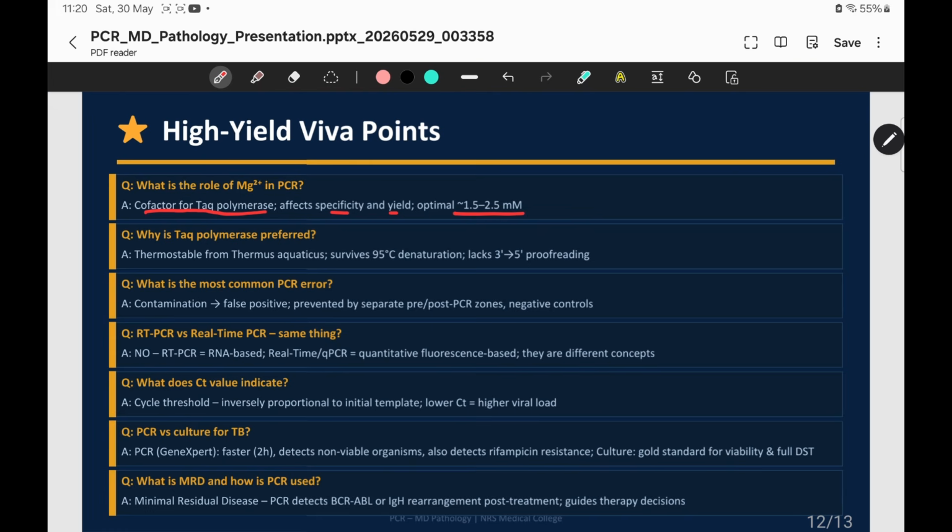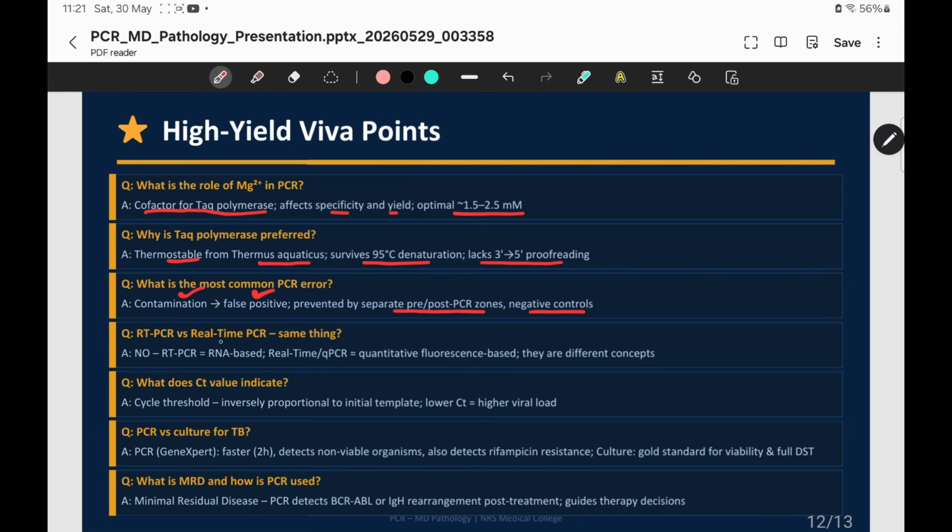Why is Taq polymerase preferred? Because it is a thermostable enzyme which we get from Thermus aquaticus bacteria, and it survives 95 degrees centigrade of denaturation, and it lacks 3' to 5' proofreading. What is the most common PCR error? It is the contamination, and it gives false positive results, which can be prevented by separate pre and post PCR zones and using negative controls.